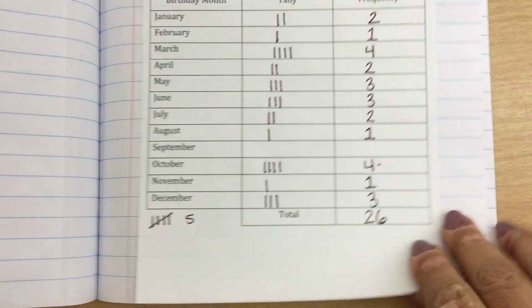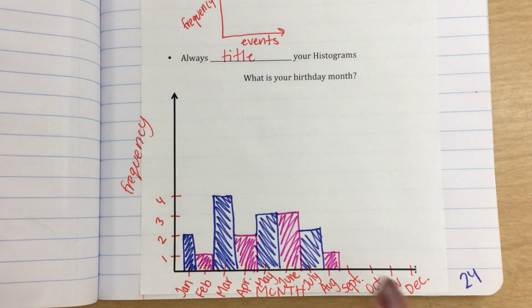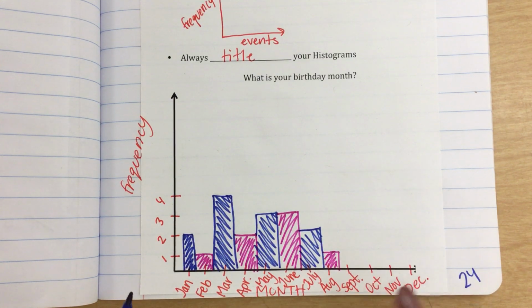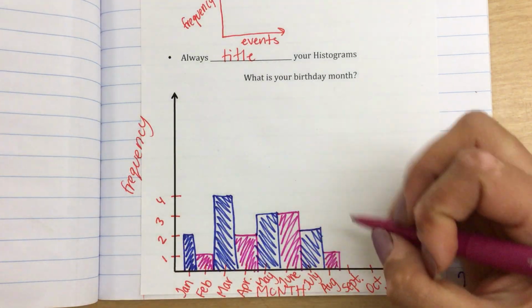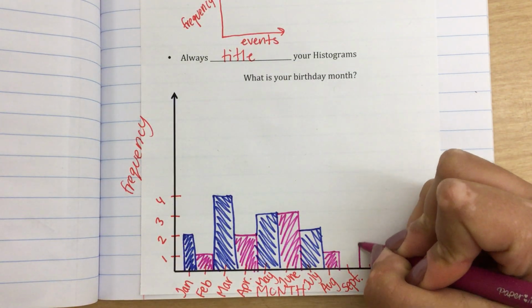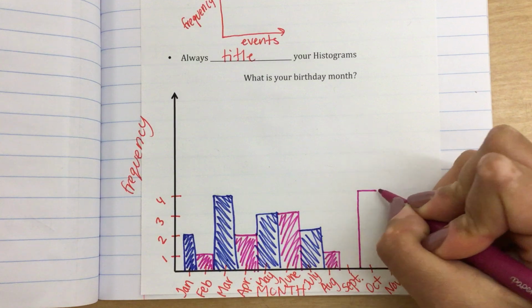October had 4. And then this one would be blue. That one would be pink. So I'm going to make that one pink. And it was, sorry, I forgot how many? 4. So October had 4, so I'm going to go all the way up to 4 in October.